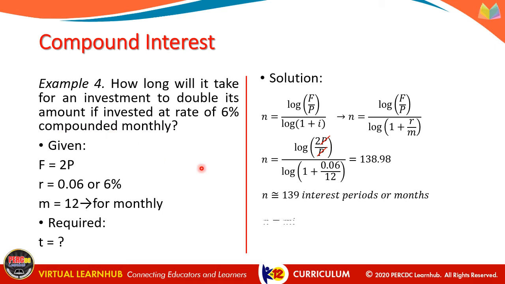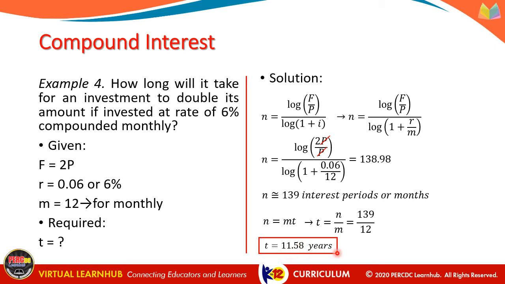Okay? We know that n is equal to m times t. Solving for t, that is equal to n over m, or 139 over 12. T is equal to 11.58 years. For the investment to double its amount at 6% compounded monthly, it will take 11.58 years.